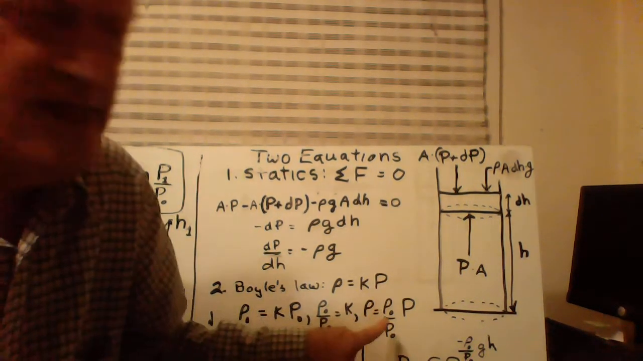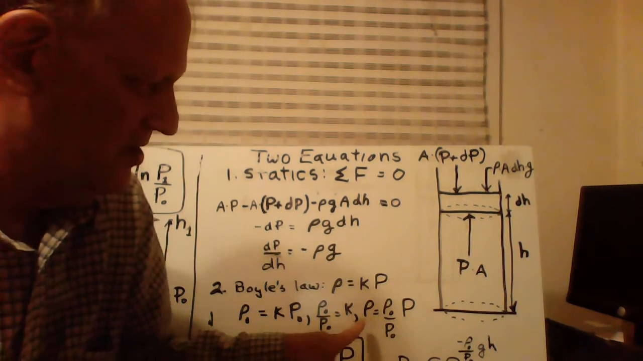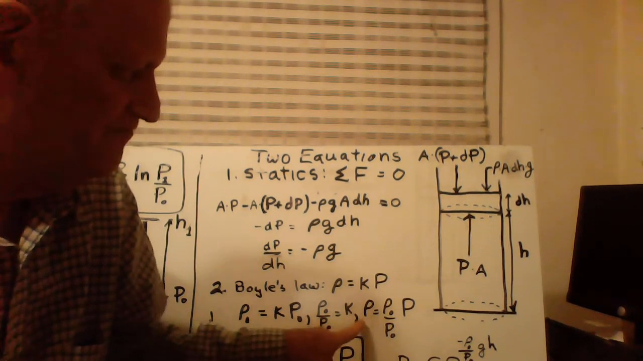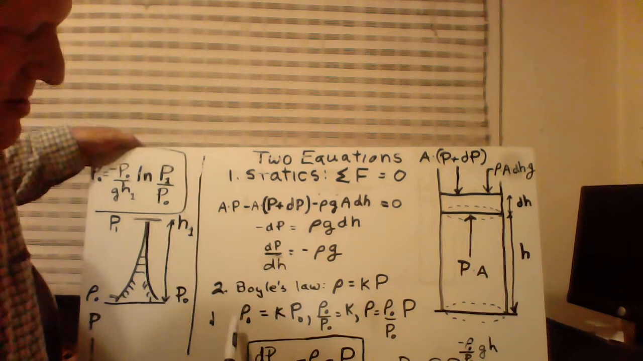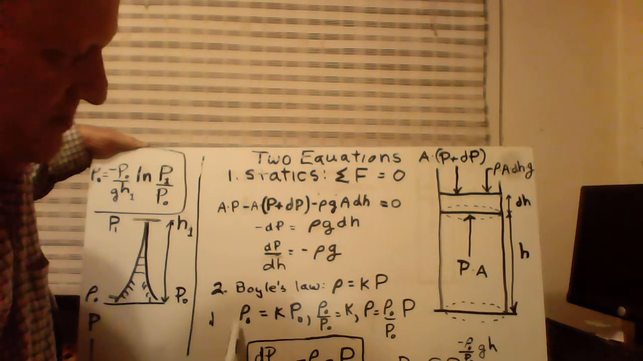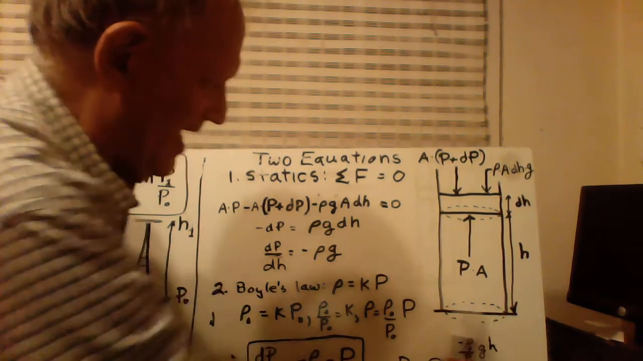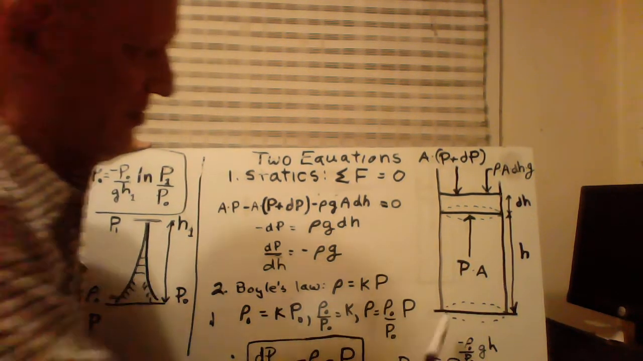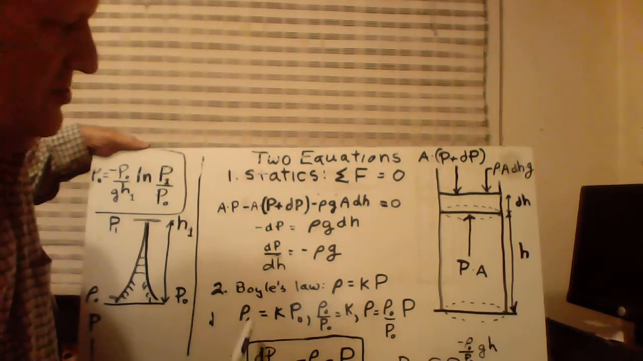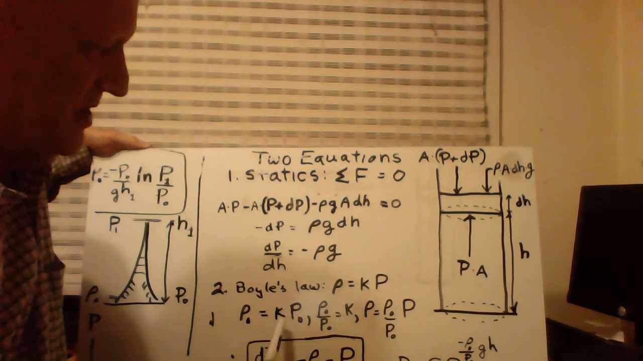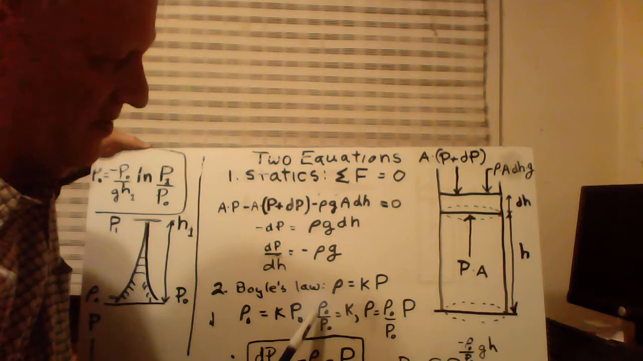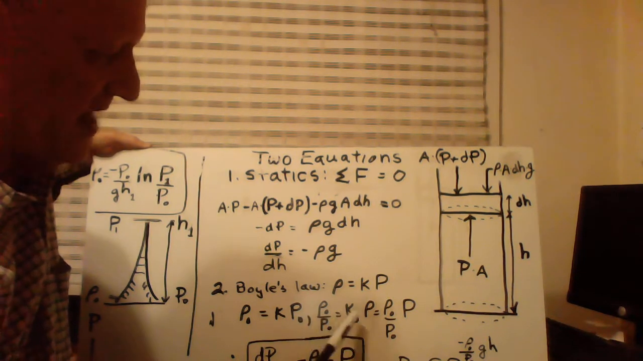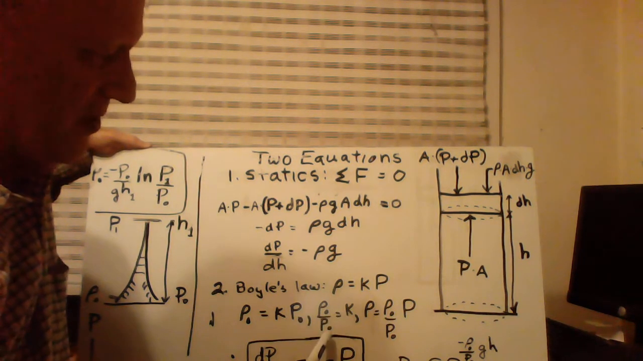So in this case, what we do is we put specific values in this formula. Now, let rho sub 0 be the density of the air at ground level. Let P sub 0 be the pressure at ground level. So we can say rho sub 0 is equal to k times P sub 0. And we can solve for k. k is equal to rho sub 0 over P sub 0. And then put it in our formula.